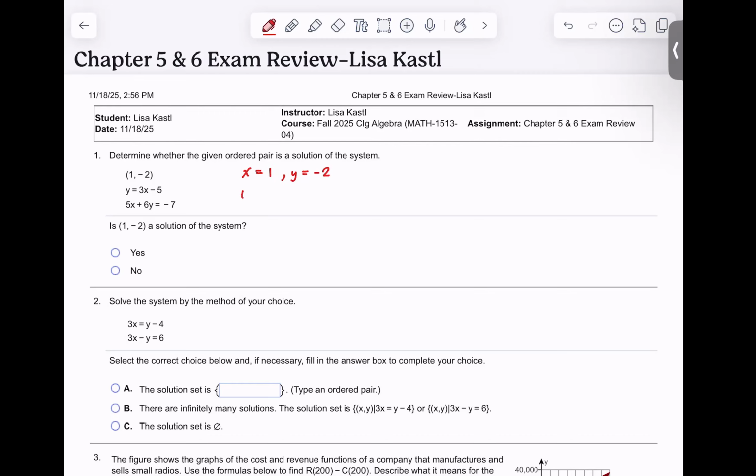So let's put it in the first one. y equals 3x minus 5. So we have y is -2, x is 1. That is true. Now we're going to put it in the second equation. 5x plus 6y is equal to -7. So put 1 in for x, -2 in for y, and that is also a true statement. 5 minus 12 is equal to -7. So yes, it is a solution.